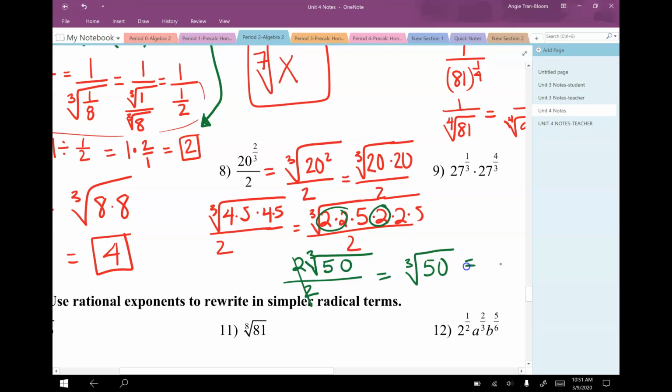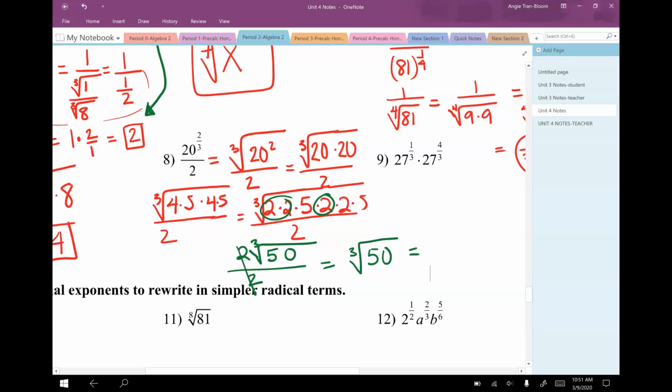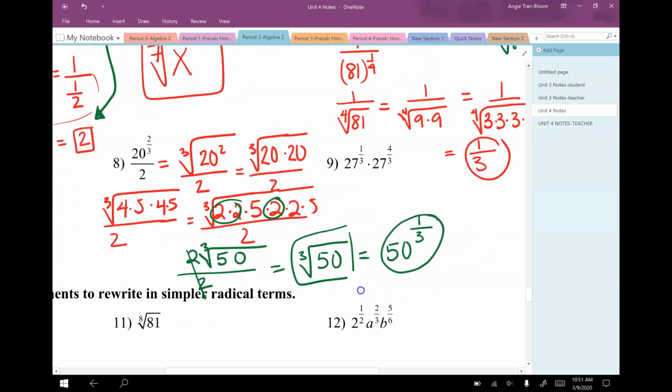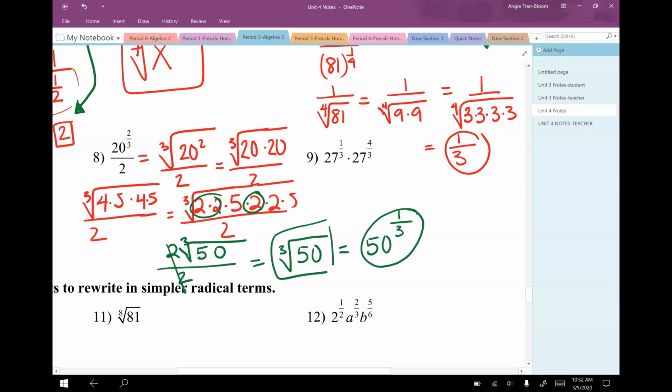50. If I said put it in rational exponent, how would you go backwards? Ooh, extension. What would that be in rational exponent? 50 to what power? 1/3. I know, not beautiful. Go forward and backward. Okay, last question of today, and I'll let you loose. 9. 27 to the 1/3 times 27 to the 4/3.